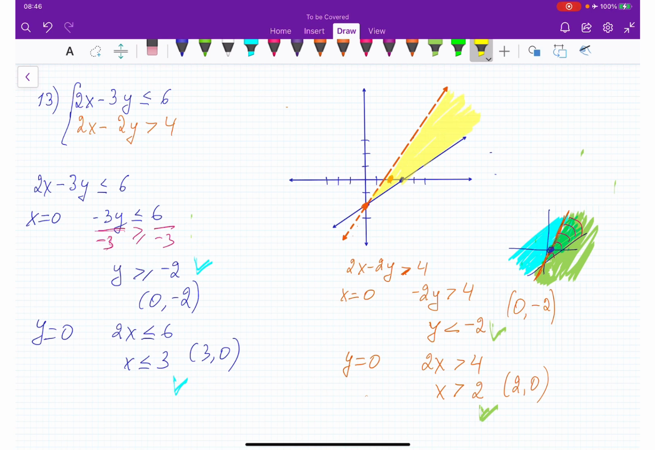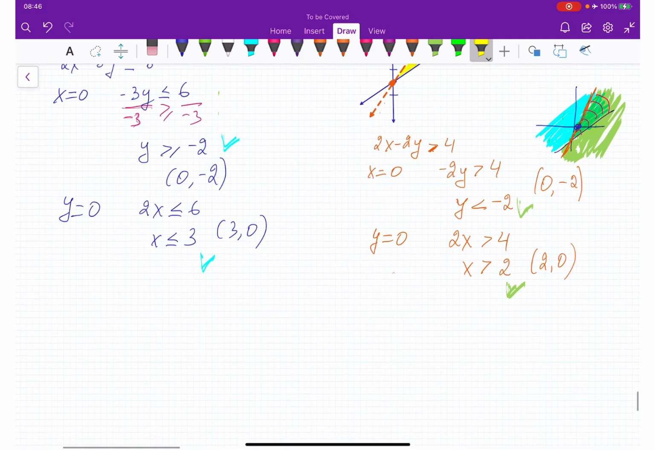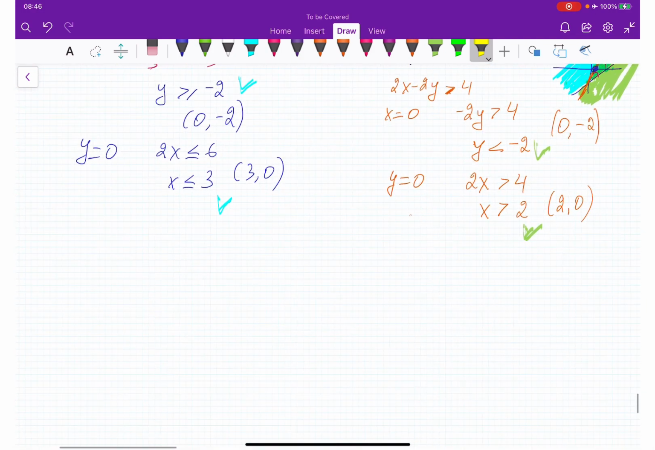Because it's a system of inequalities, the solution is always going to be limited by all participating equations. See, on one end is the blue one, on the other end is the brown one. Okay, this is the solution. Moving to the next question, question number 13. What do we have? Question number 14.